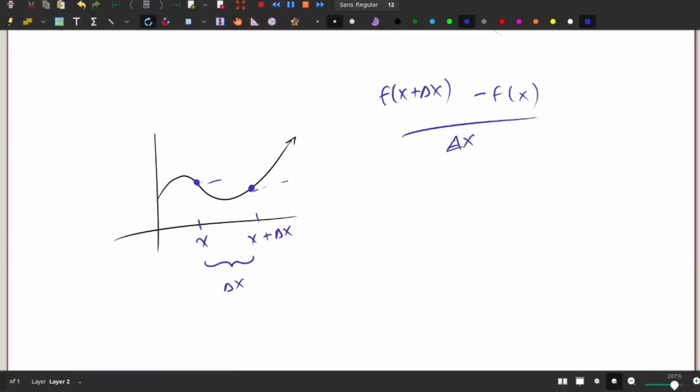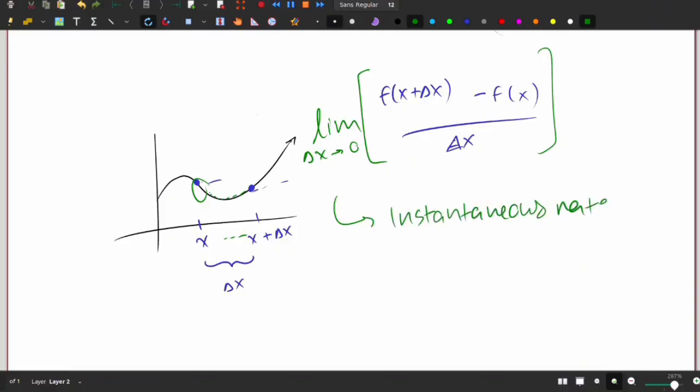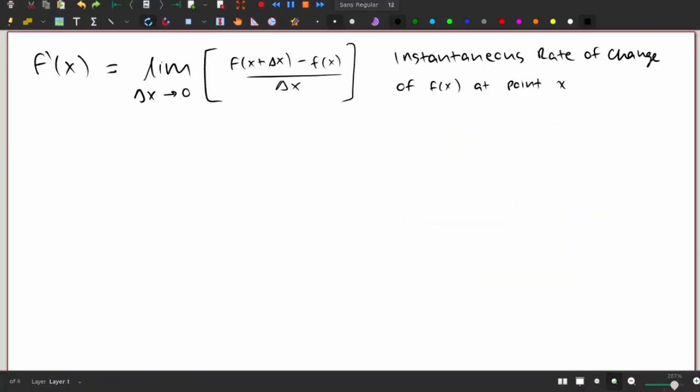Now this is where limits come in, because as this point slowly moves closer and closer, the rate of change is going to get more accurate to that solely at x. And what you find is that if you take the limit of this rate of change function as your delta x approaches 0, that actually becomes the instantaneous rate of change. And this is the limit definition of a derivative. Now that we have this limit definition of a derivative, let's find some derivatives.